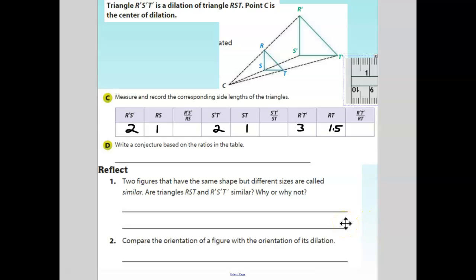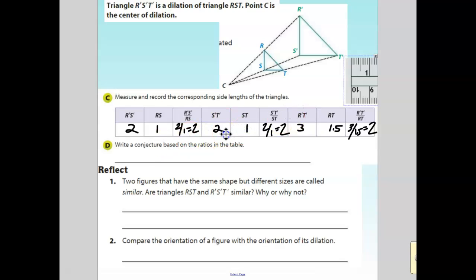Okay, so now I'm going to do a little math. If I take my image, my enlargement, and divide it by the original size, so I'm looking at this side right here divided by this side right here, I'd get 2 over 1, which is 2. Same for my S-T sides. I would get 2 over 1, which equals 2. And my hypotenuse is 3 in this case, so I would get 3 on this one and 1.5 on this one. And guess what? Still 2.